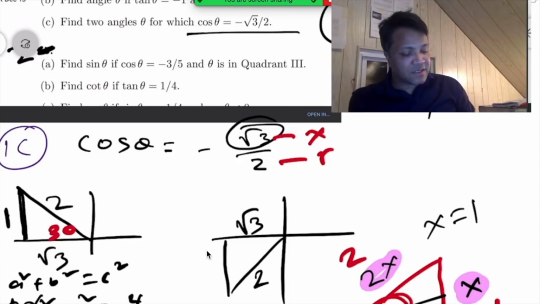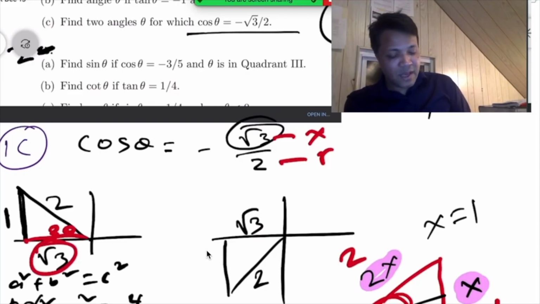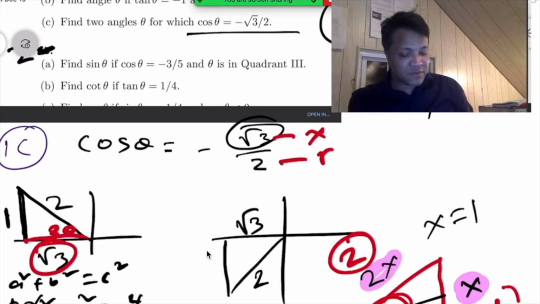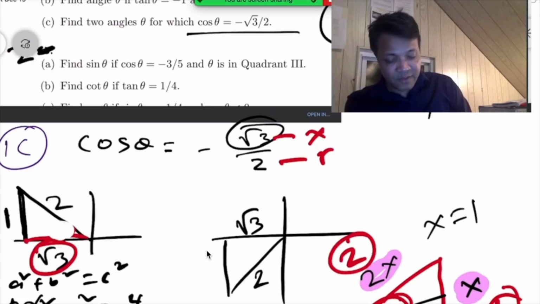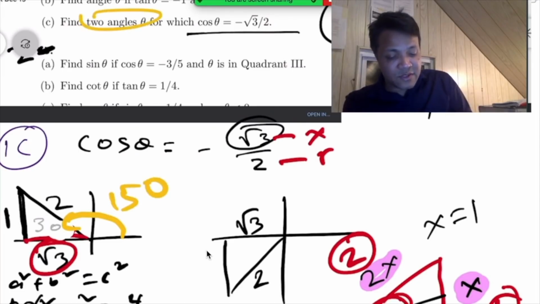This is angle 30. So tangent of 30 is root 3... Hypotenuse is 2. So opposite to the 30 degrees is 1. So then this must be 30. If this one is 30, then this must be 150. Alright, so of the two angles we are talking about, one of them is 150.